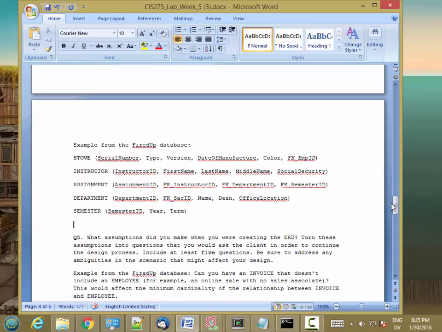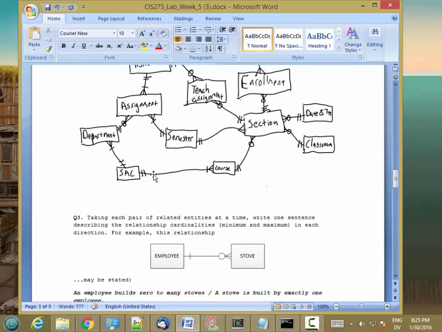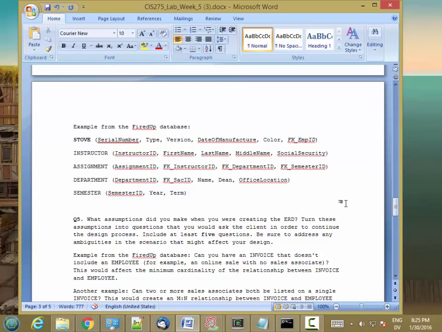And then the last one I'm going to do is SAC. So SAC is on the one side of both of these relationships. So I'm going to use SAC ID as a surrogate primary key, and then department has FK SAC ID as a foreign key. SAC ID over here, and let's just go ahead and use name of the SAC.